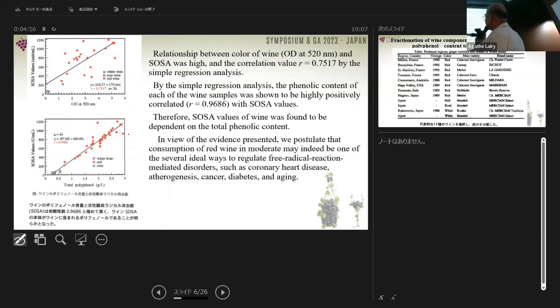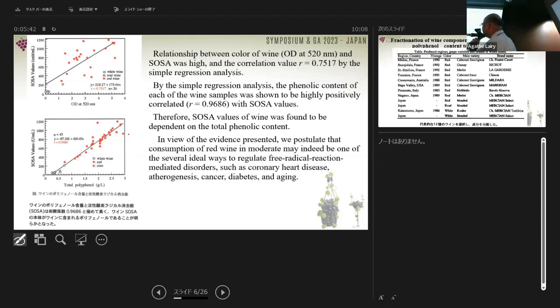The relationship between the color of wine at 520 nanometers and the SOSA value was high, but the correlation was not so high: R equals 0.7517 by simple regression analysis. By simple regression analysis, the phenolic content of each wine sample was shown to be highly positively correlated. R is 0.9686, almost one, with SOSA values. Therefore, SOSA values of wine were found to be dependent on the total phenolic content.